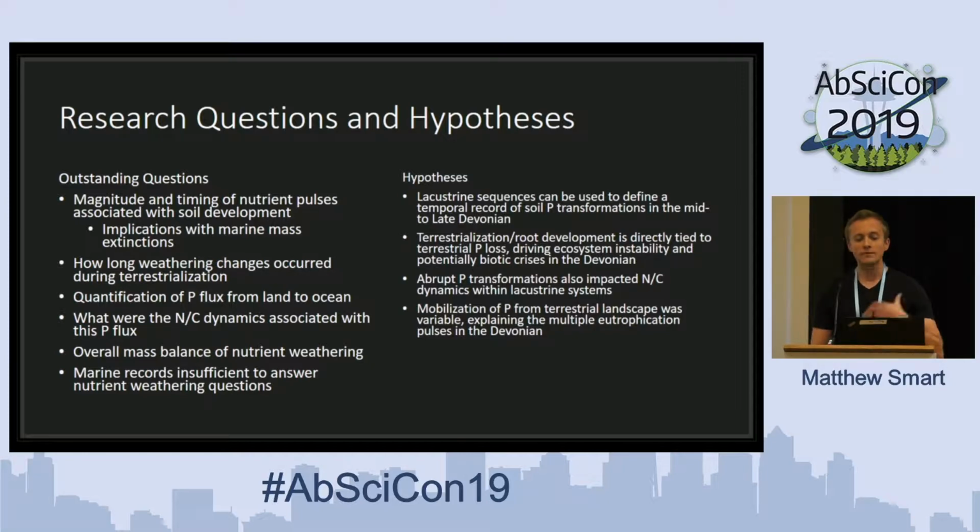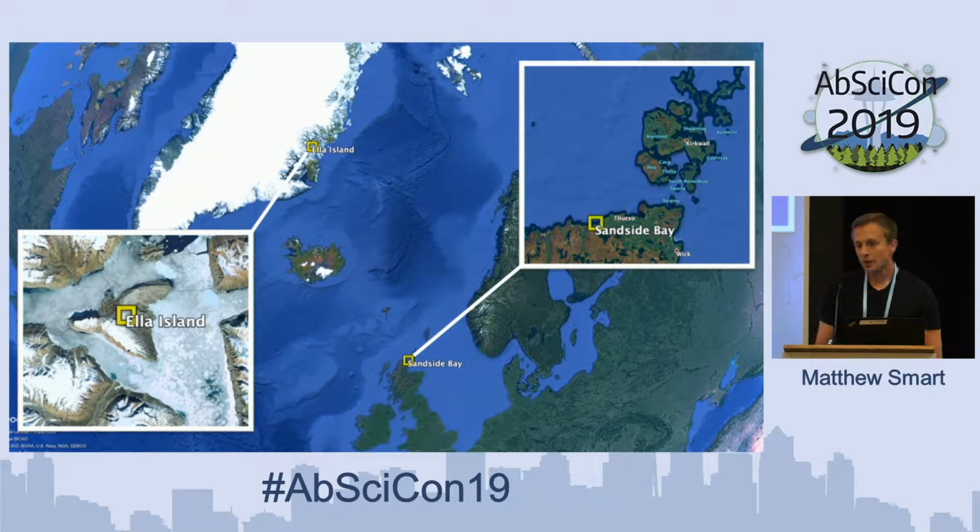Obviously, there would have been tremendous transformations within lakes for other nutrients as well, including nitrogen and carbon. So we're going to look at that as well. But we essentially agree with Algeo in that this mobilization of phosphorus by land plants caused some phosphorus to dump into the oceans and eventually resulted in these biotic crises in the Devonian.